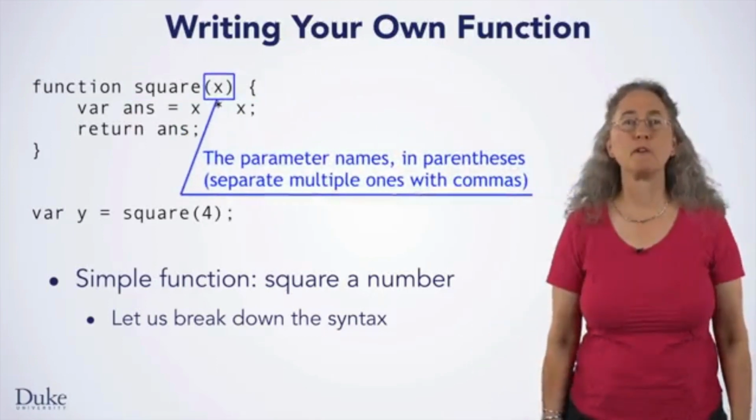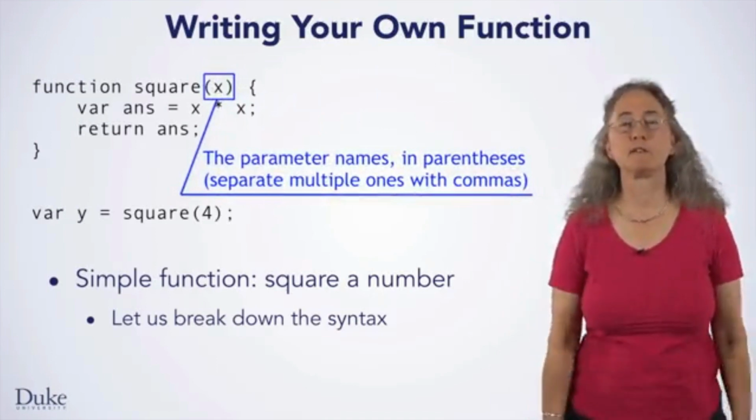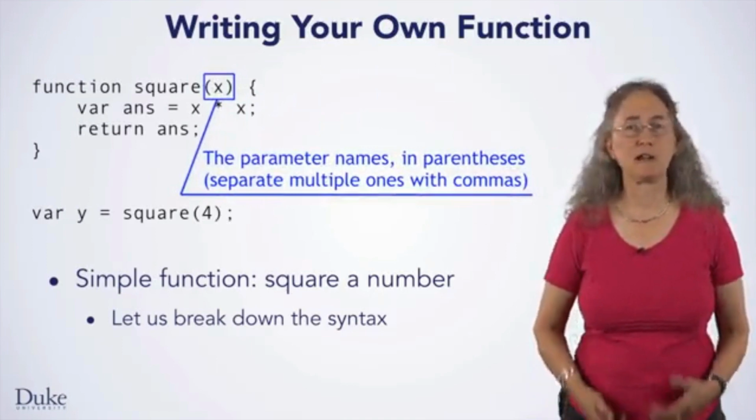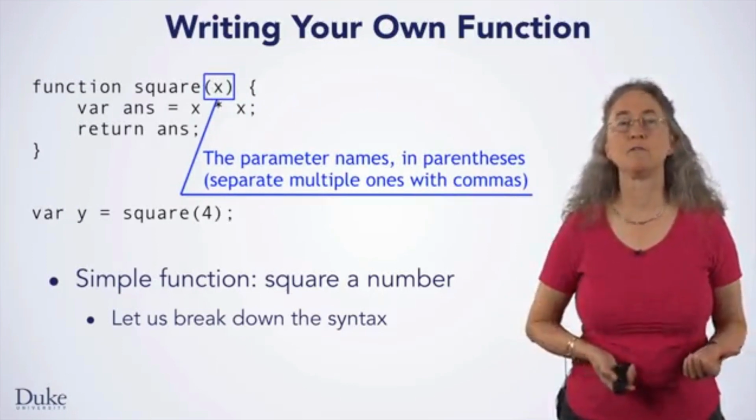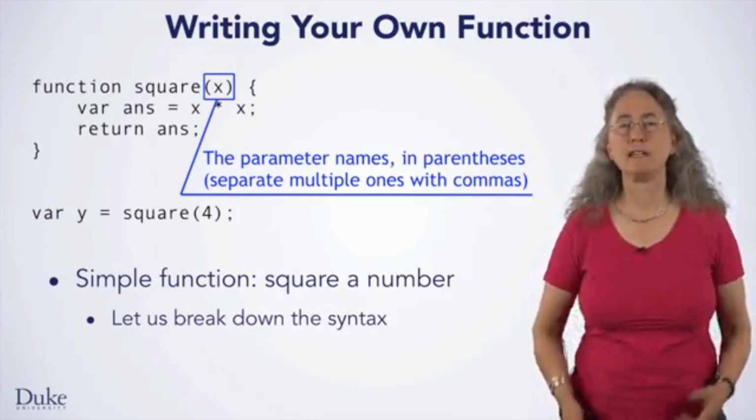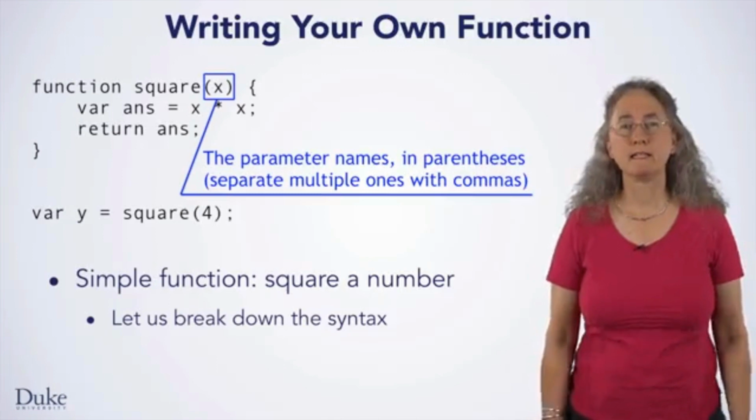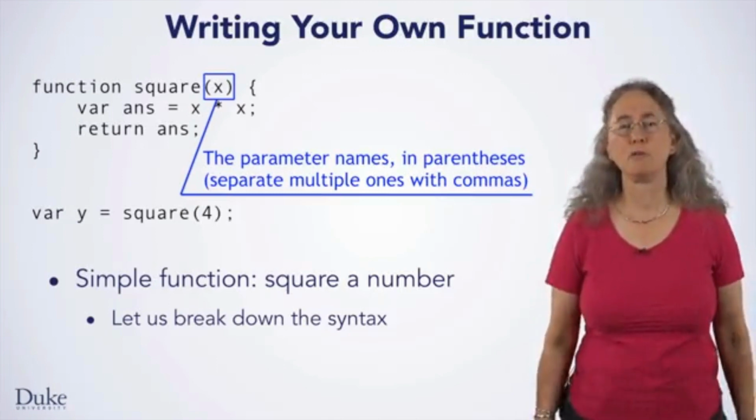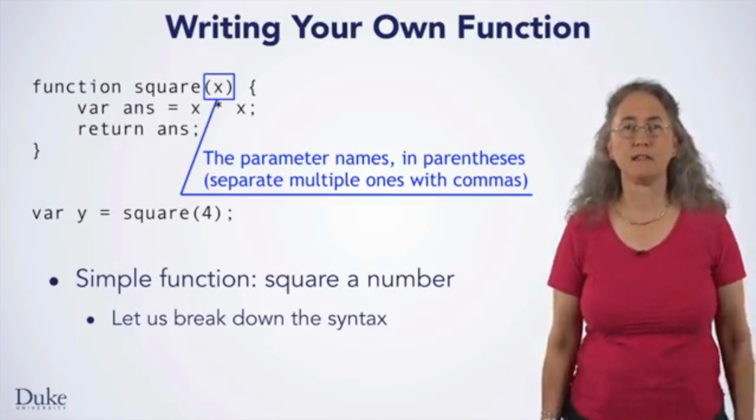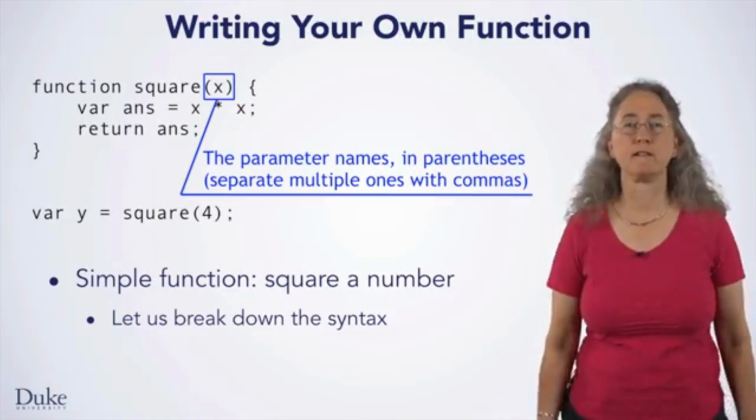Next, we have the parameter list in parentheses. Here we are declaring the names of the parameters. These will act like variables, which are initialized by the values passed in when the function is called. They tell the function what specifically it should do. In this case, the parameter says what particular number to square. We decided to call it x. If there were multiple parameters, we could separate their names by commas.